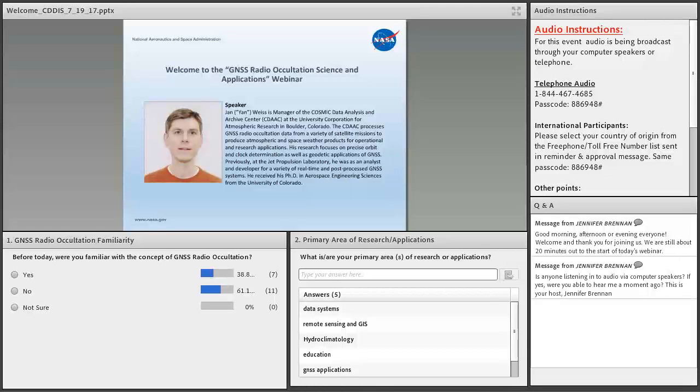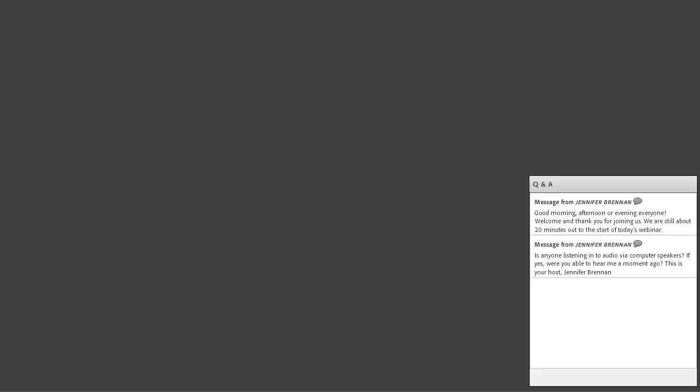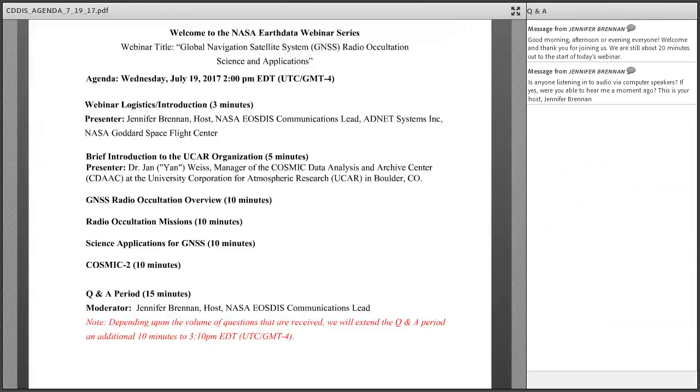What I'd like to do now is pull up today's agenda. During the first few minutes, our speaker will provide an introduction to UCAR and describe the connection between the Cosmic Data Analysis and Archive Center, or CDAAC, and NASA's Crustal Dynamics Data Information System. From there, he will provide an introduction to GNSS radio occultation, highlight the current missions, and focus on several applications for this data. Finally, we will end with a quick look at the Cosmic 2 mission.